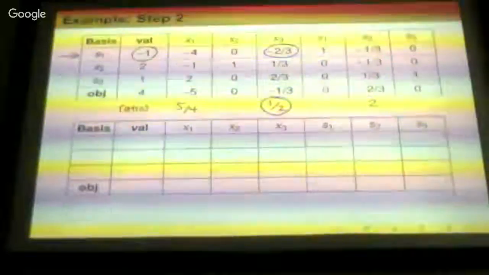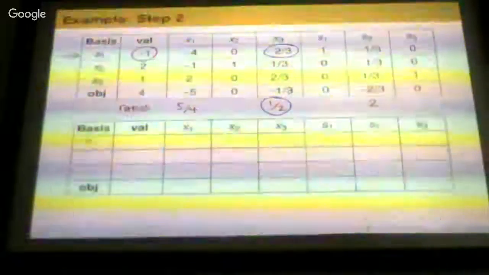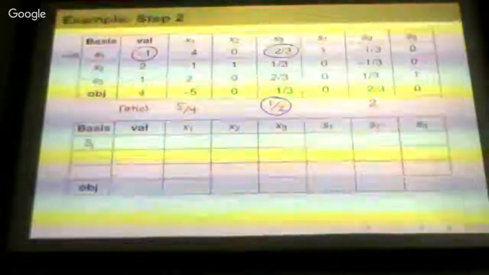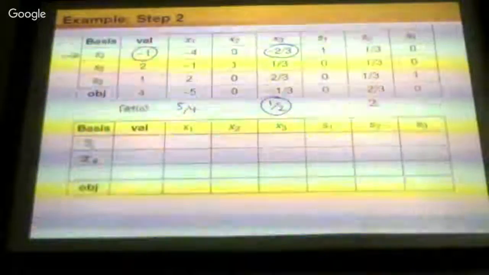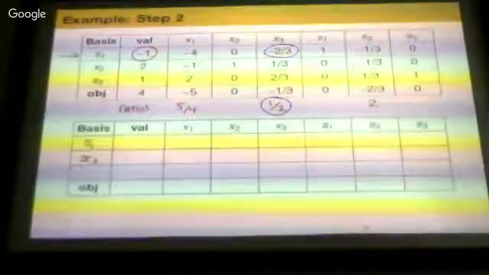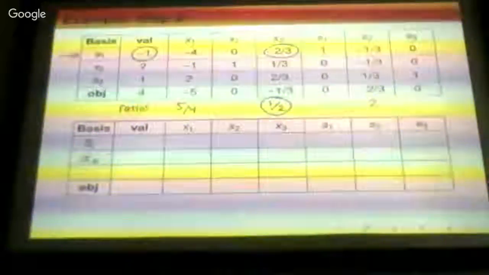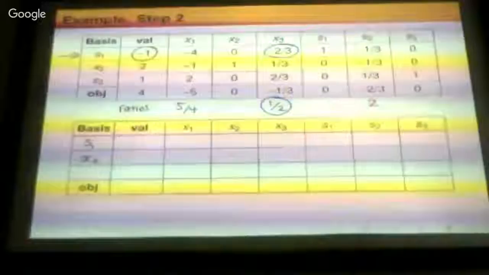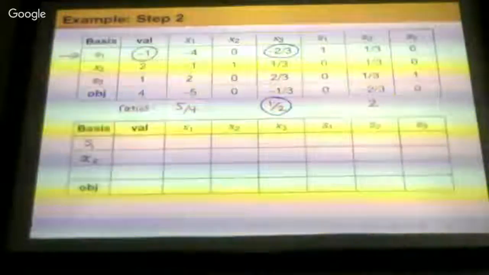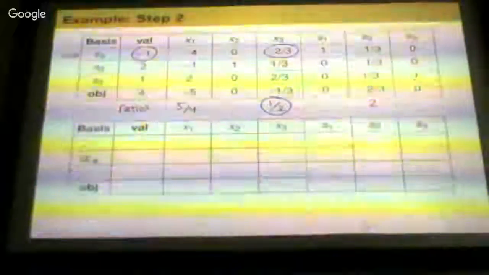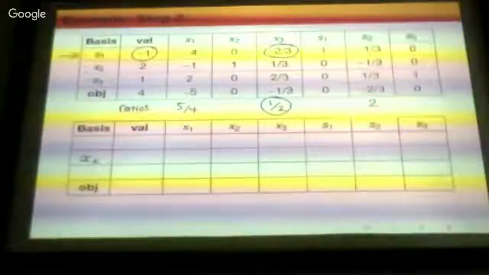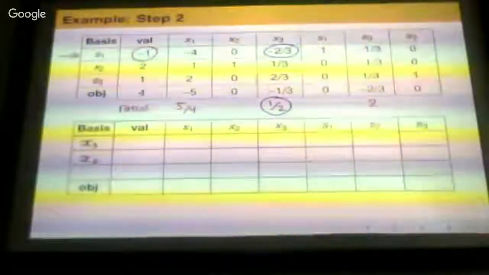Now I don't think you have a copy of this in the new tableau, but the basis is going to be S1, X2. No, it's not. What's the basis going to be? I don't have a copy of this. X3, X2, S3. Thank you. I see you get the idea. X3, X2, S3.